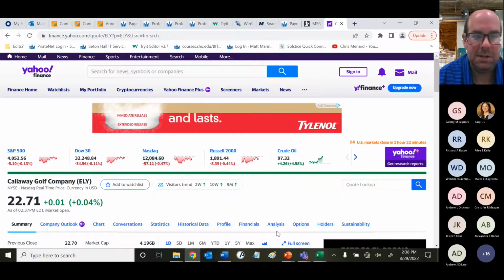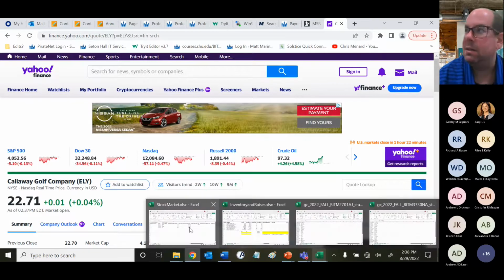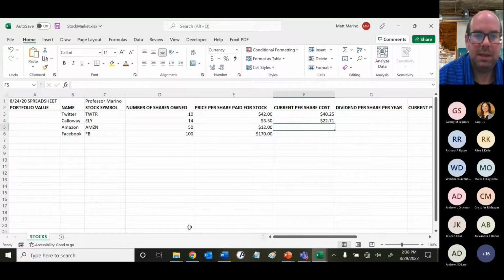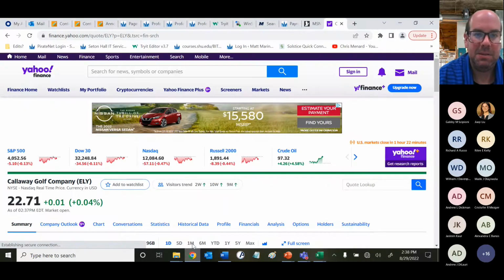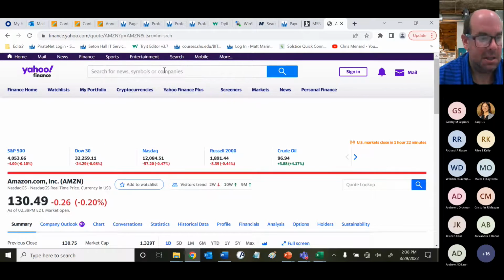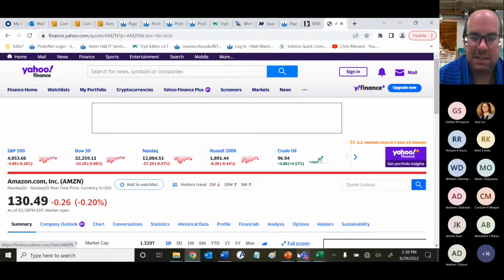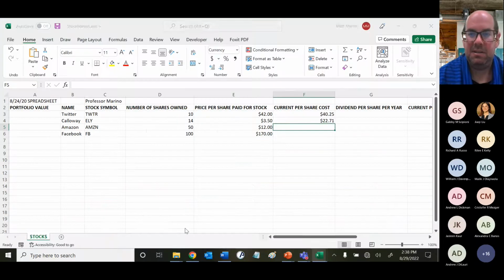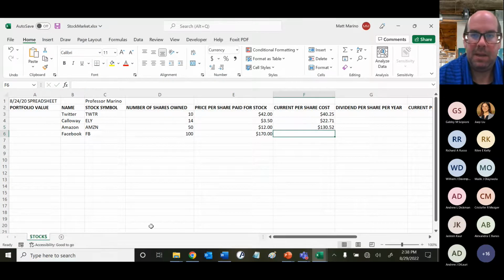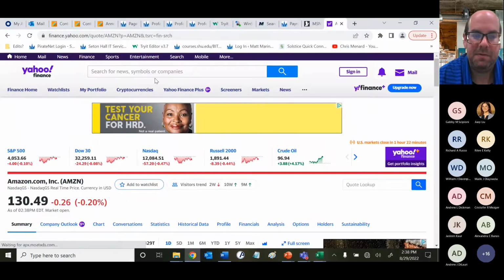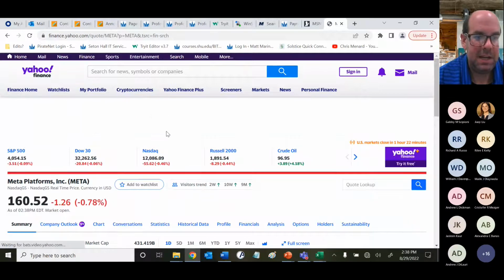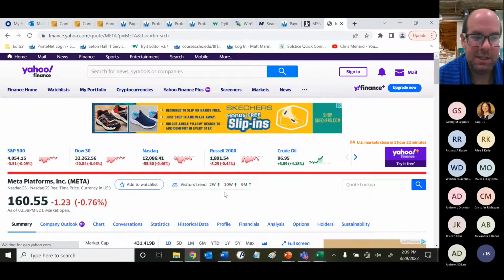So Callaway is $22.71. Amazon, last they checked, was in the thousands. They must have split it again. So 130.52. And for Facebook, did Metaverse ruin anything? 160.55.